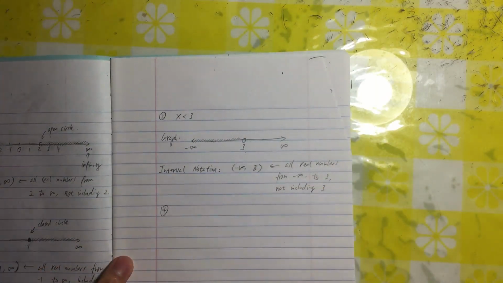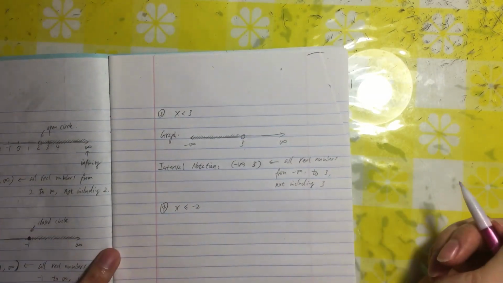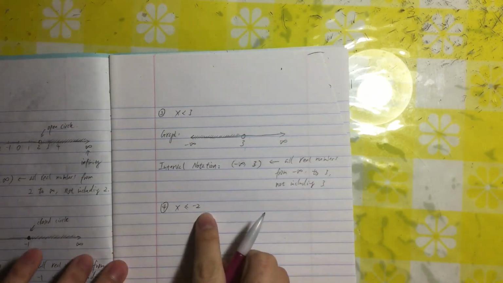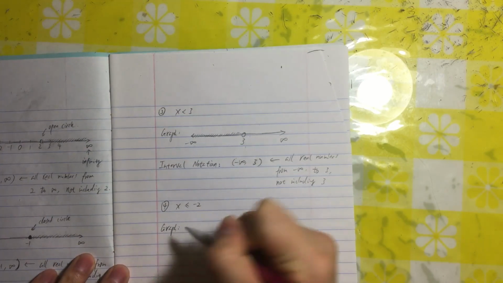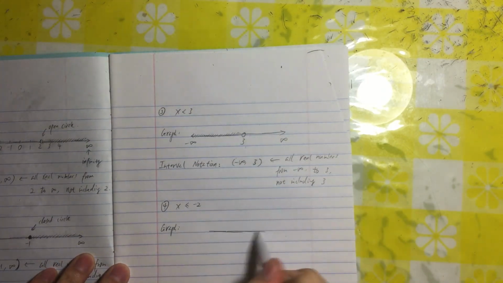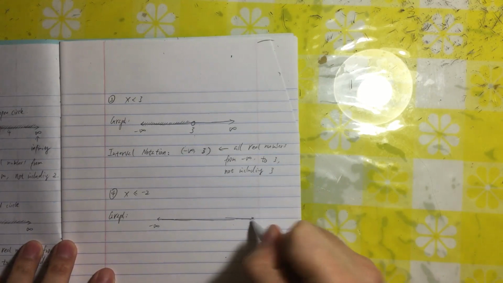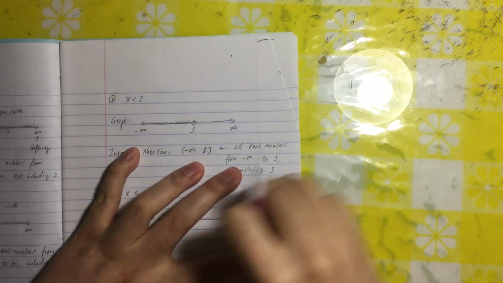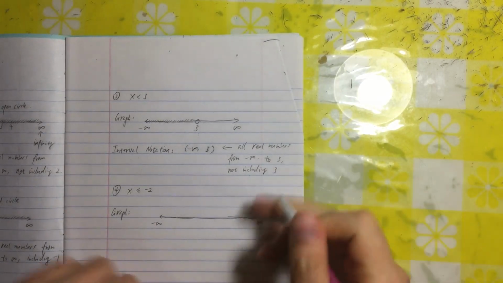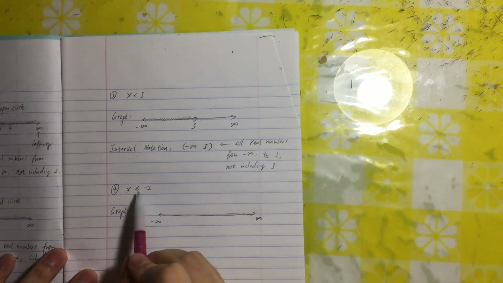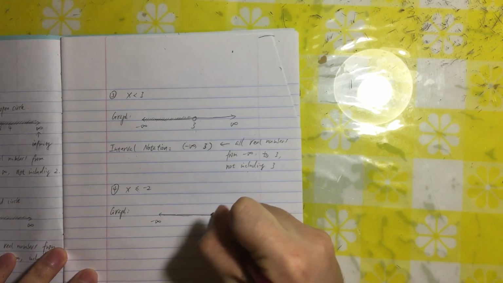Next example. x is less than or equal to negative 2. How do we graph this inequality? Let's first of all draw a number line. The number line is always from negative infinity to infinity. x is less than or equal to negative 2. That means negative 2 is included. So draw a solid circle at negative 2.